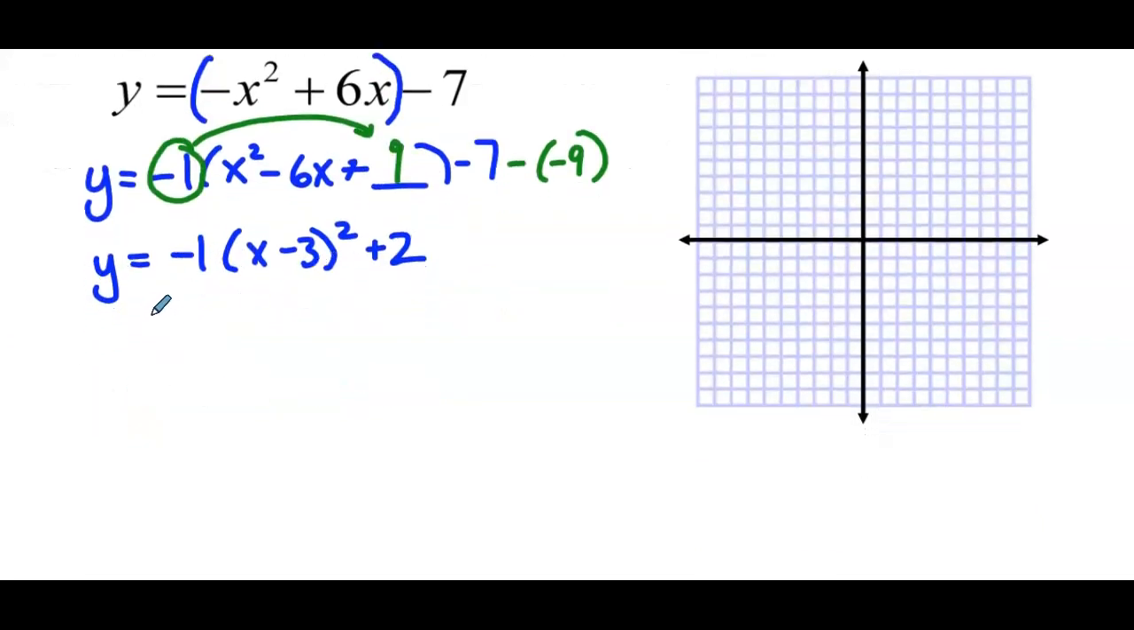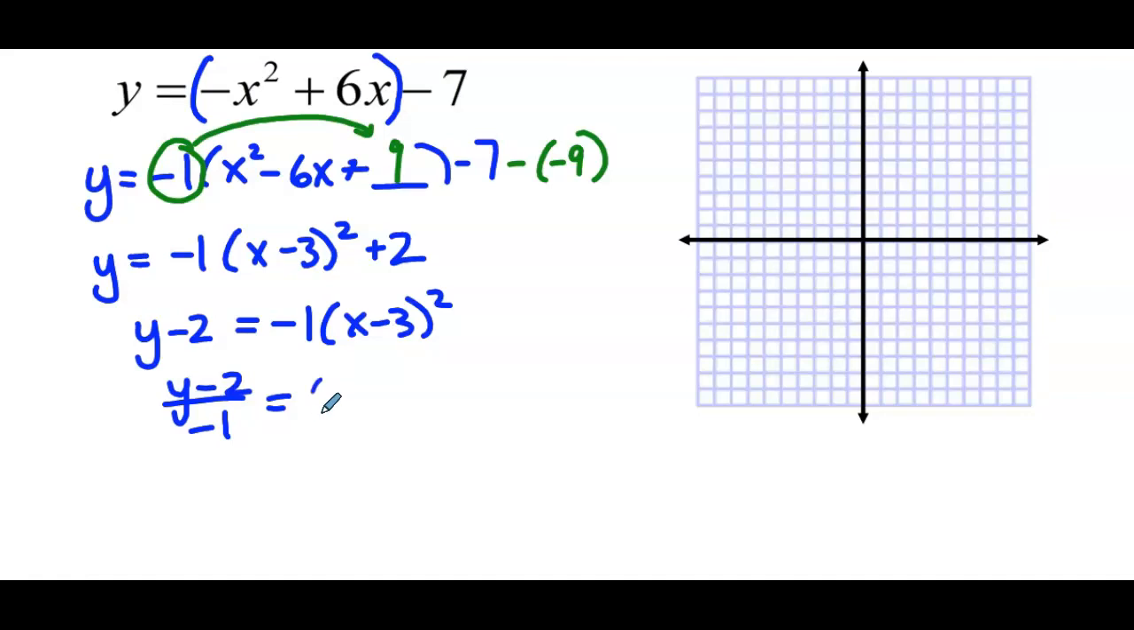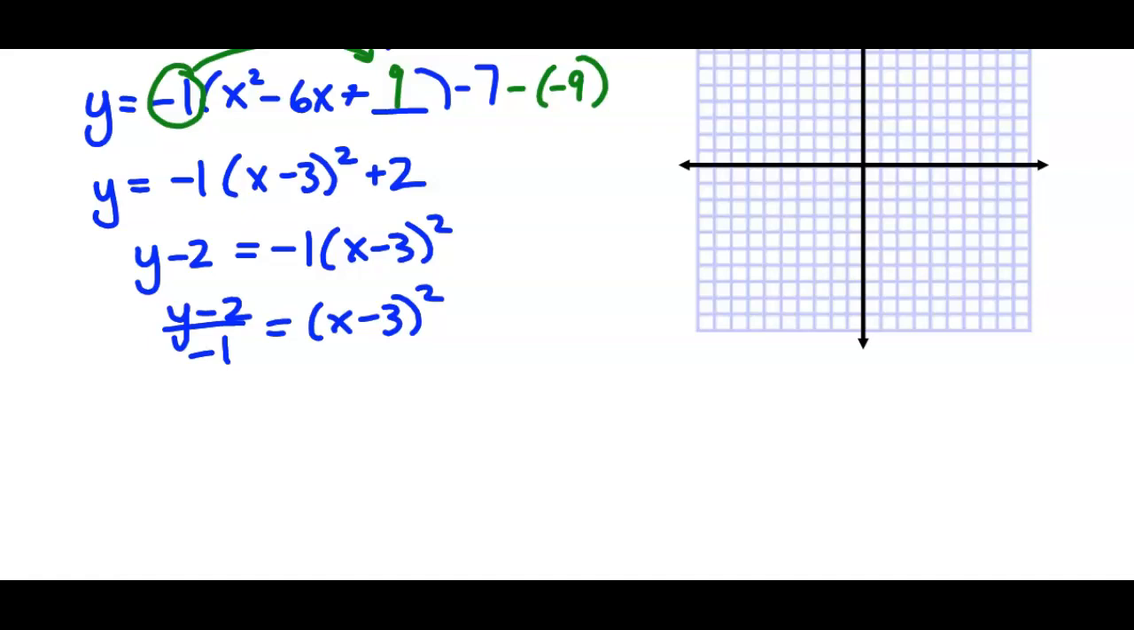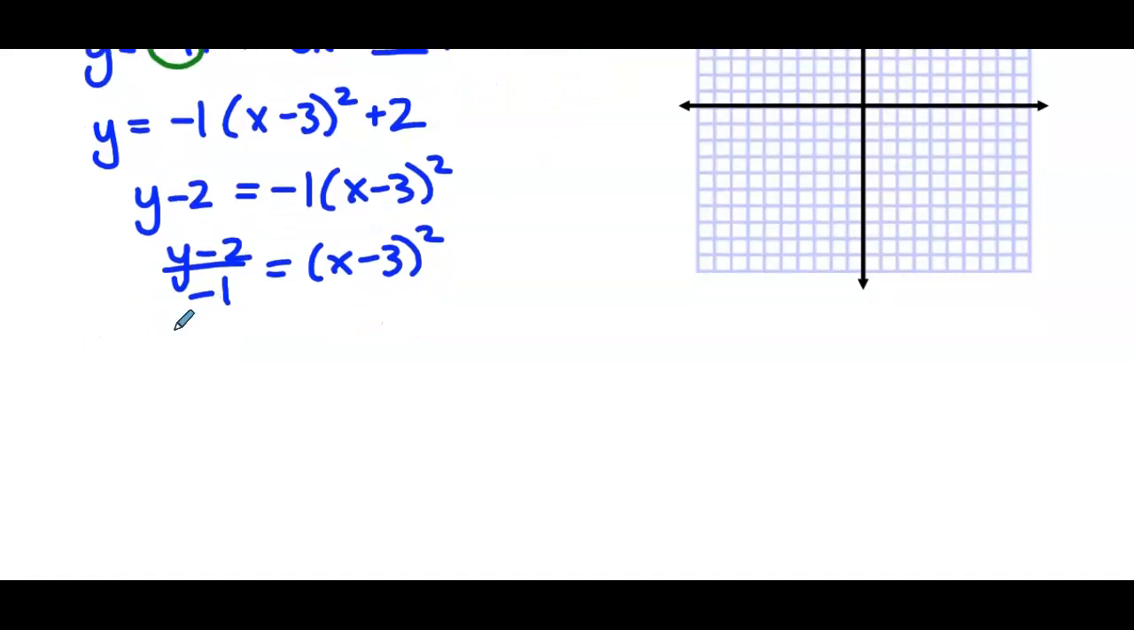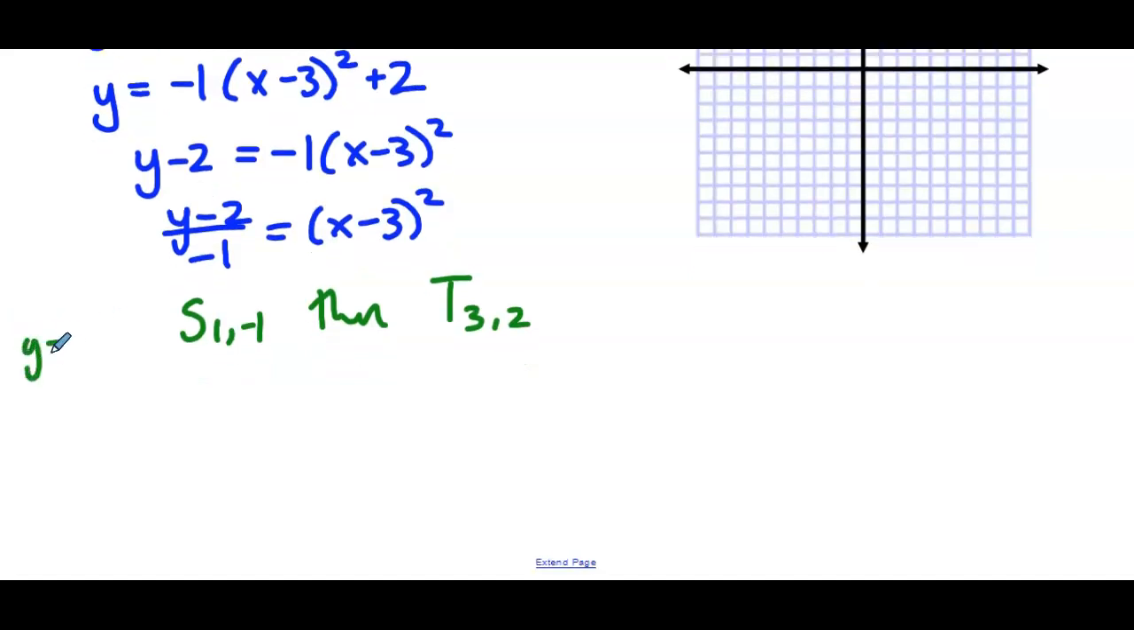So rewriting, we have y minus 2 equals negative 1 times (x minus 3) squared. Then we can divide both sides by negative 1, so (y minus 2) divided by negative 1 equals (x minus 3) squared. So we have both a scaling and a translation. So our scale factors are 1, negative 1. We're multiplying the y values by negative 1, and then we're going to follow that up with a translation of (3, 2). Okay, so start with our parent function.